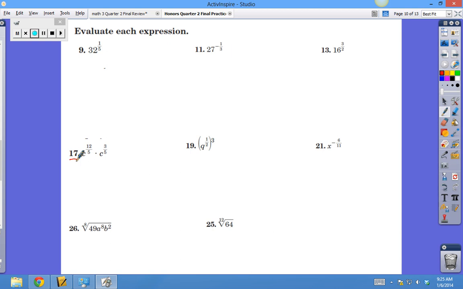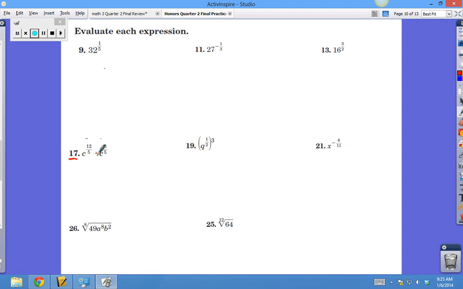Let's skip a couple. 17. When you're timesing powers, you add the exponents. So this is c to the 12/5, add 3/5. This is c to the 15/5, or c cubed. Timesing them on 19, so it's going to be q to the 3 times a half. It's going to be q to the 3 halves. Okay, 21's a good one.